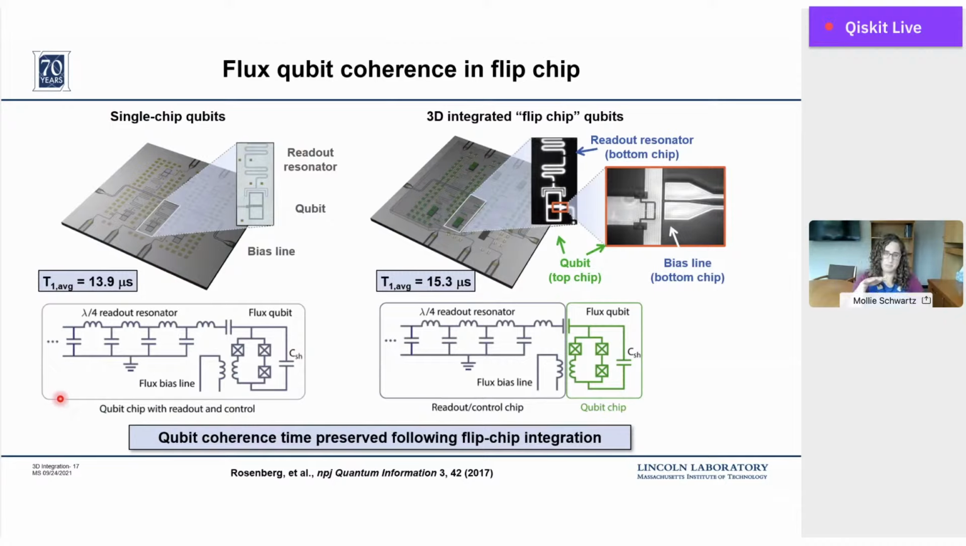We then perform the flip chipping process. We do the bump bonding, compressing, etc. And you can see at the right here the alignment between the qubit on the left and the flux control line on the right. And the T1 essentially doesn't change. 15 is essentially statistically the same thing as 14 for these qubits. So we find that the qubit coherence time is preserved following flip chip integration. And this tells us that our concept of the 3-stack is heading in the right direction. We can integrate qubits with a second tier without compromising the performance of the qubits themselves.